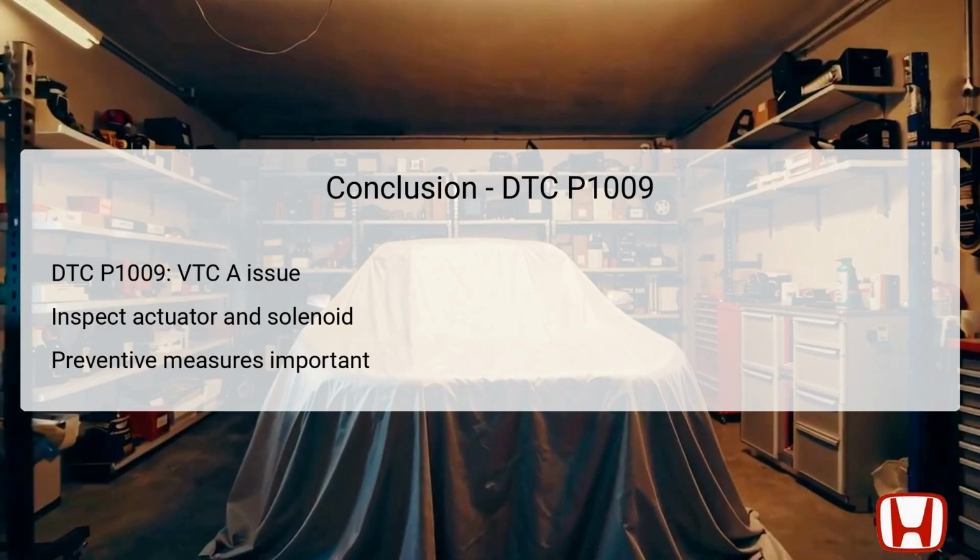In conclusion, DTC P1009 indicates a malfunction in the VTC A system of the Honda CRV from 2017 to 2022, requiring thorough troubleshooting steps for accurate diagnosis and repair. Identifying problems in components like the VTC actuator and oil control solenoid valve A is vital in restoring proper engine performance.